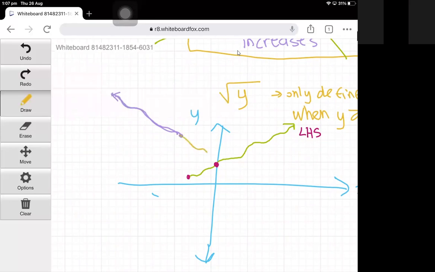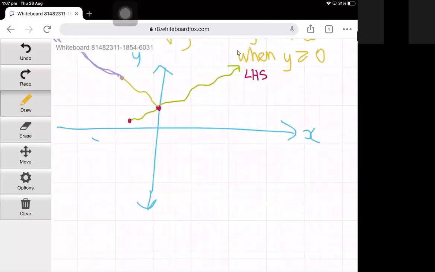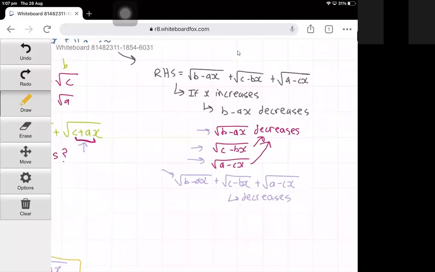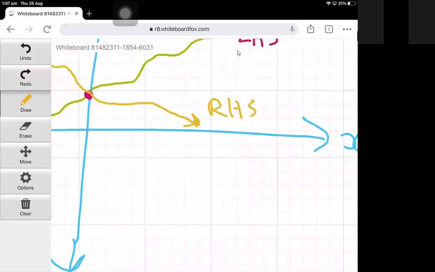So it's going to come down, and remember, the right-hand side and the left-hand side intersect at x equals 0, and the right-hand side will come down, and eventually it will stop because one of these terms will no longer be defined after a certain point. So the right-hand side will stop somewhere here, for example.